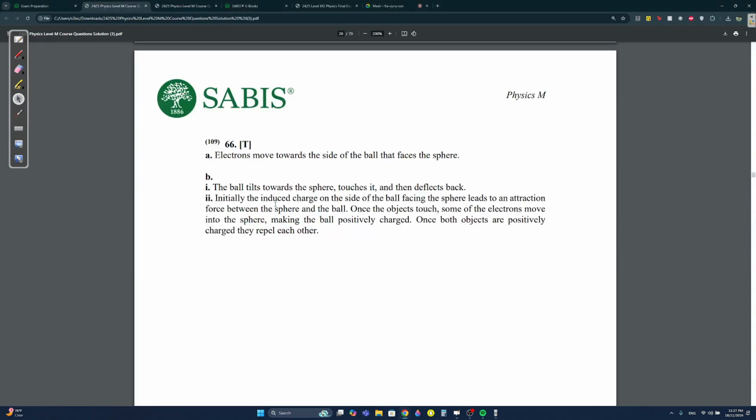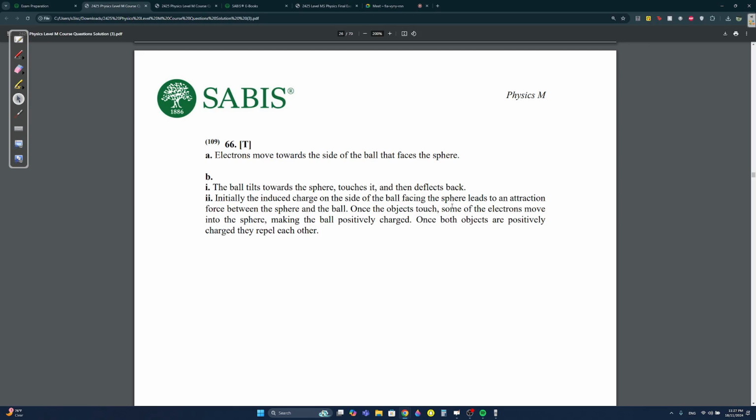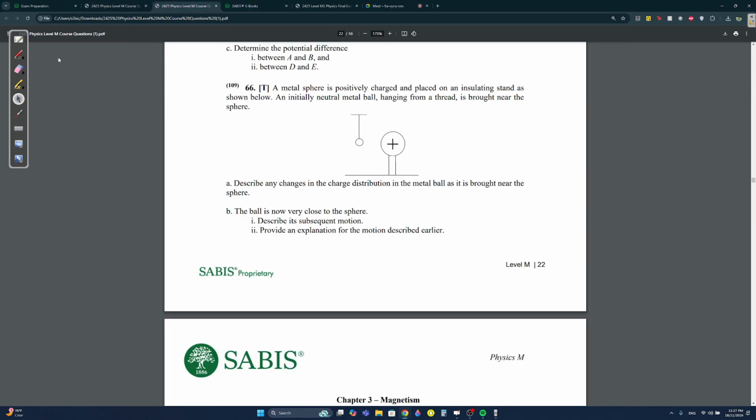Provide explanation for them. Oh, I just explained it. So initially, the induced charge leads to an attraction. We call it an induced charge because it's not actually a negative ball. It's just induced because the negative charge is accumulated on this side. So it leads to an attraction force between the sphere and the ball. Once the objects touch, it's going to lose the negative. Why? Because this positive object attracts negative charges, so the negative charges are going to leave. What happens when negative charges leave? The ball is going to become positive. What happens when you now have two positive charges? It's going to go back.